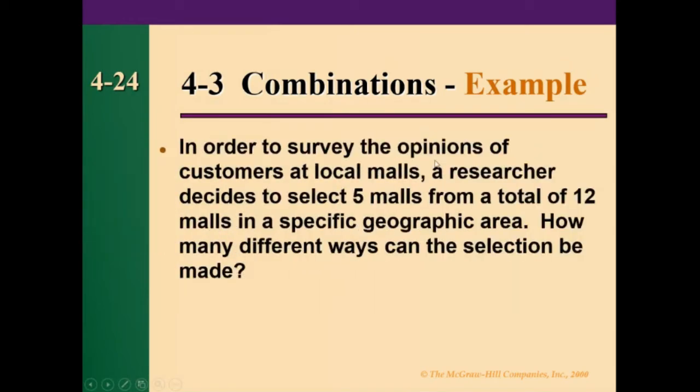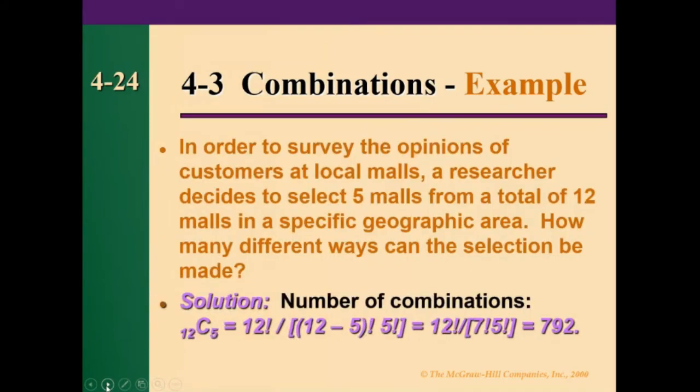In order to survey the opinions of customers at local malls, a researcher decides to select 5 malls from a total of 12 malls in a specific geographic area. How many different ways can the selection be made? So, solution, number of combinations, ayun, 12C5. Ayan. Sa calculator, napakadali lang yung makuha. But I hope alam nyo kung paano isolve yung permutation. Napag-aralan nyo naman yan before in your senior high school statistics and probability.